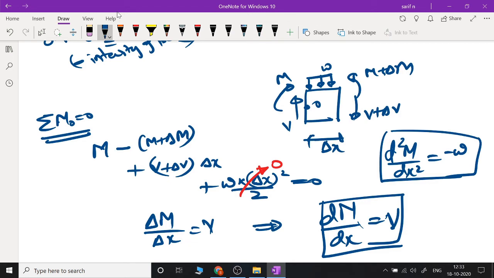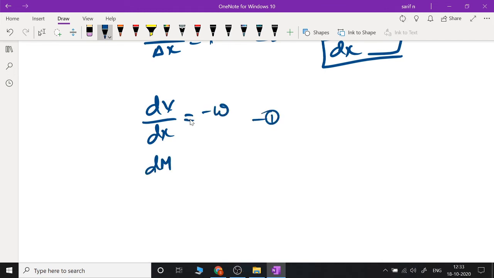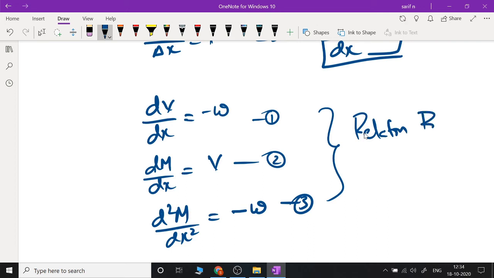So basically when we say a relationship between bending moment, shear force and intensity of loading, we mean these three equations. dV by dx is equal to minus w, so that is our first equation. dM by dx is equal to V, this is our equation number 2, and d square M by dx square is equal to minus w, this is our equation number 3. So these are the relationships between bending moment, shear force and the intensity of loading.